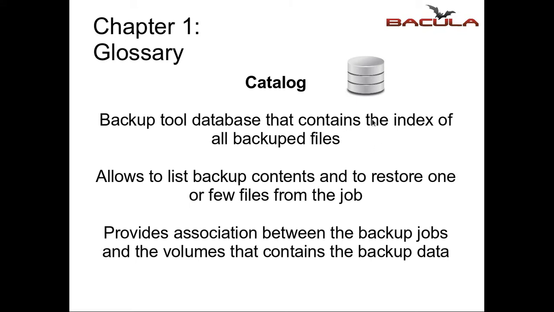So the only way to know where a specific file or a job's data is stored is through the backup catalog. It allows you to list backup contents and to restore one or a few files from the job. It provides the association between the backup jobs and the volumes that contain that backup media, that backup data.